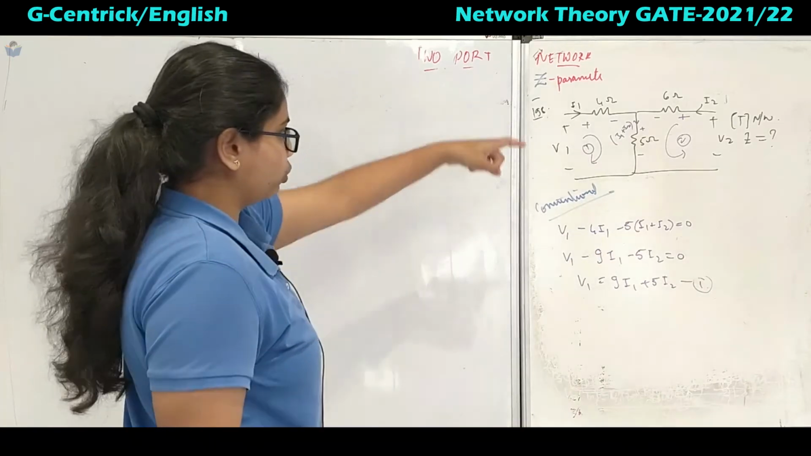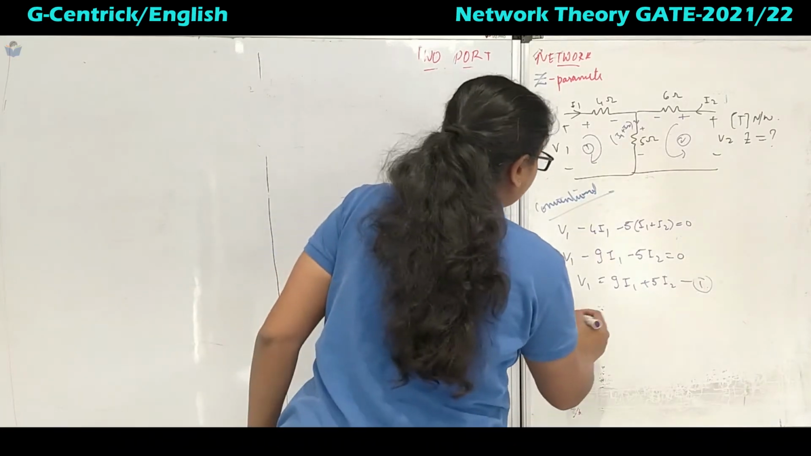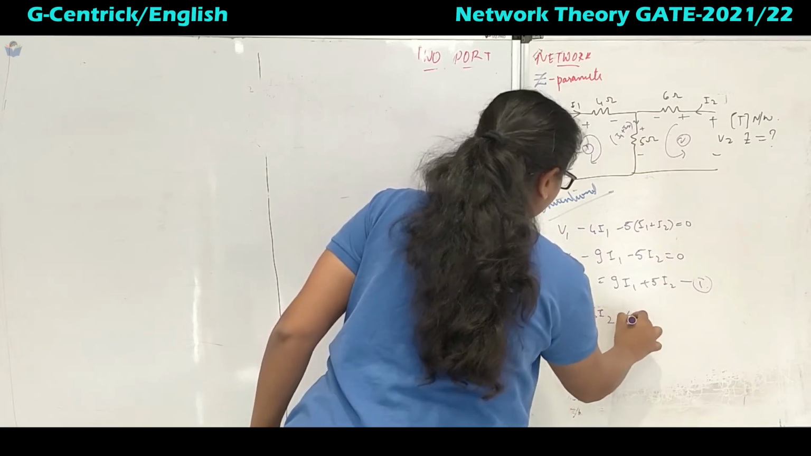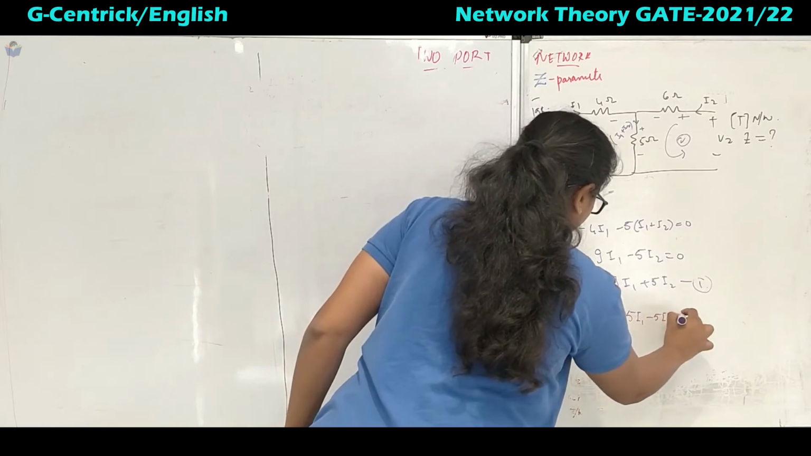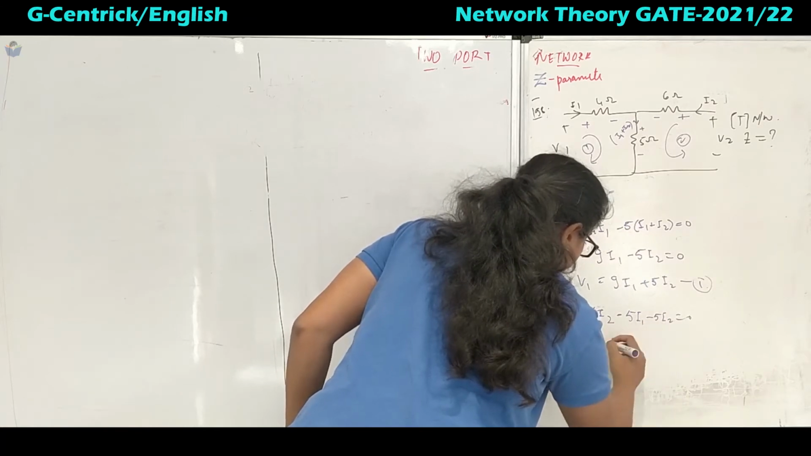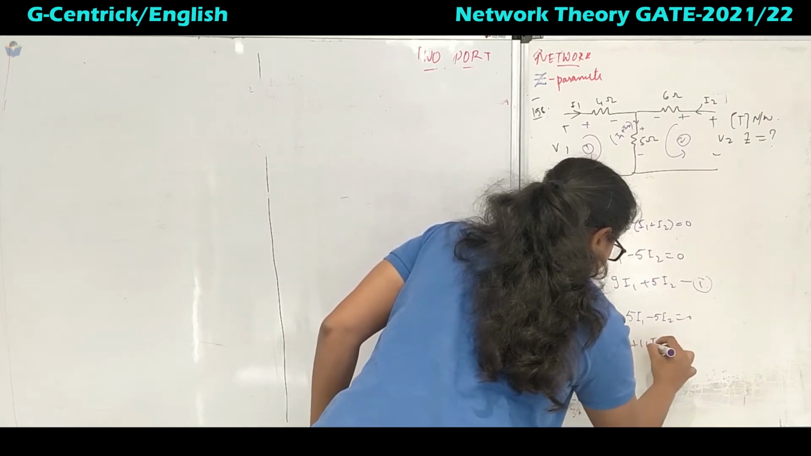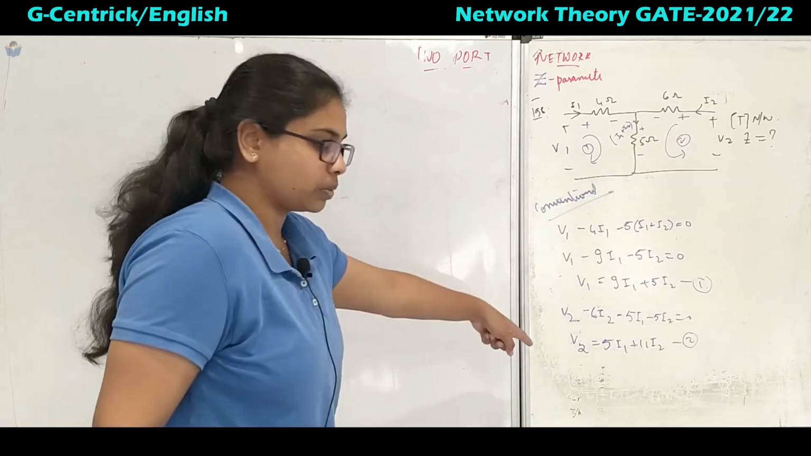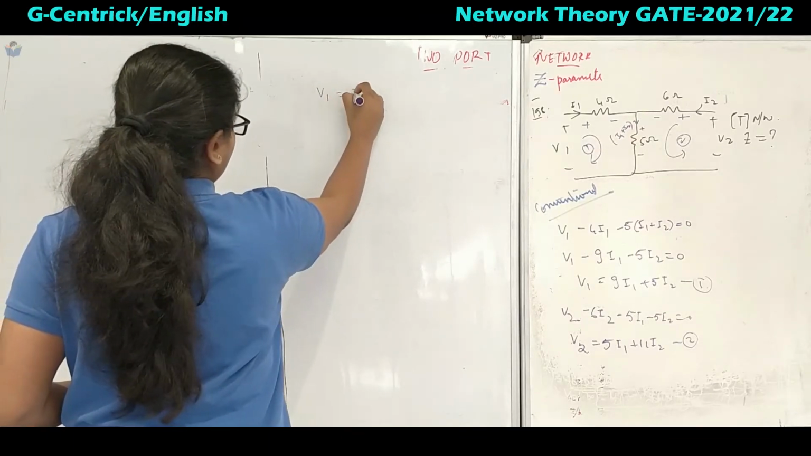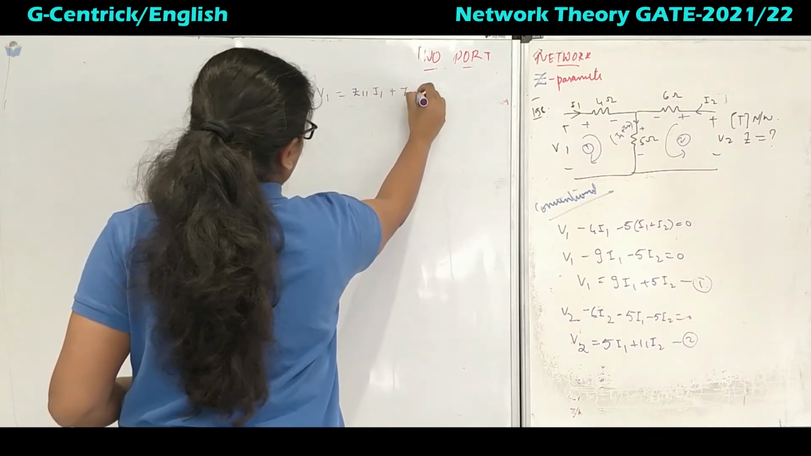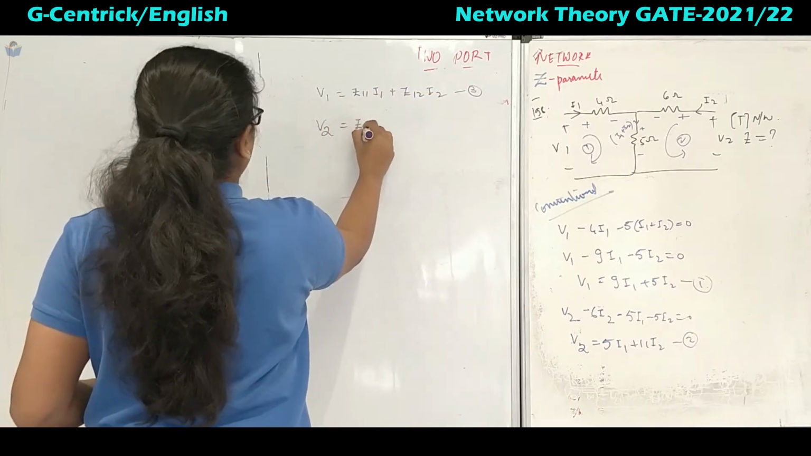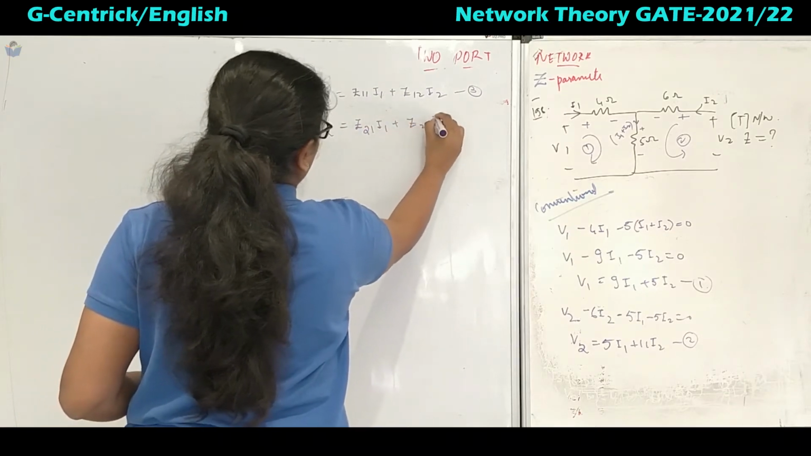Coming to the second loop, we again apply KVL. So it is plus V2 minus 6 I2 minus 5 I1 minus 5 I2 equal to 0. Rearranging this, V2 will be 5 I1 plus 11 I2. So we got this equation. We will compare this with our first derived equations: V1 equal to Z11 I1 plus Z12 I2, which we will call equation 3, and for V2 we had Z21 I1 plus Z22 I2.